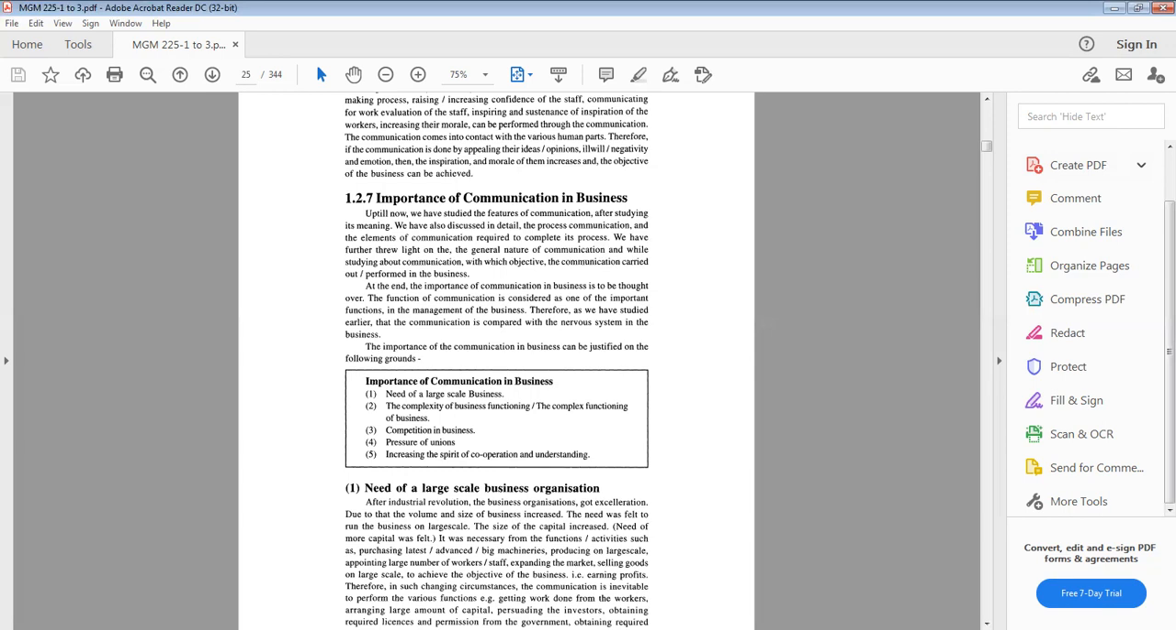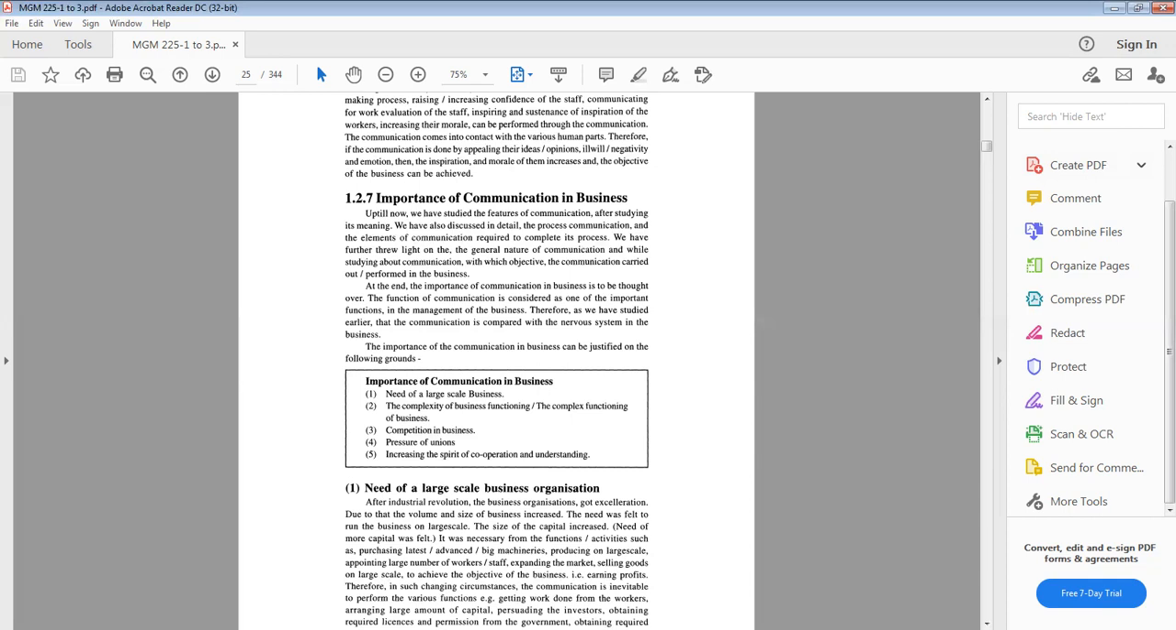Need of large-scale business. After the industrial revolution, business organizations got expansion. Due to the increase in the volume and size of business, the need arose to run the business on a large scale. The size of capital increased. The need for more capital spread. It was necessary for functions and activities such as purchasing the latest advanced big machinery and producing on a large scale. Therefore, in such changing circumstances, communication is inevitable to perform the various functions.